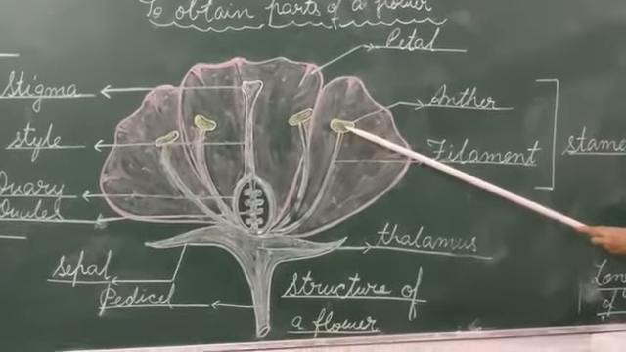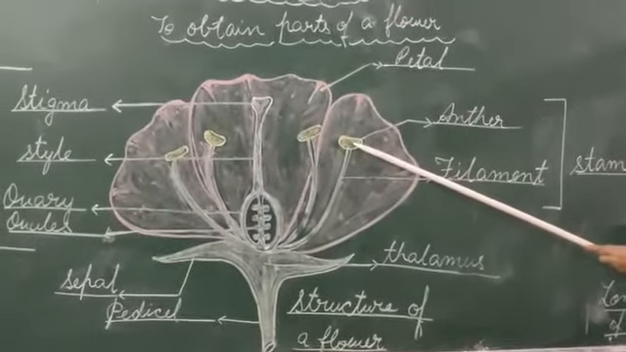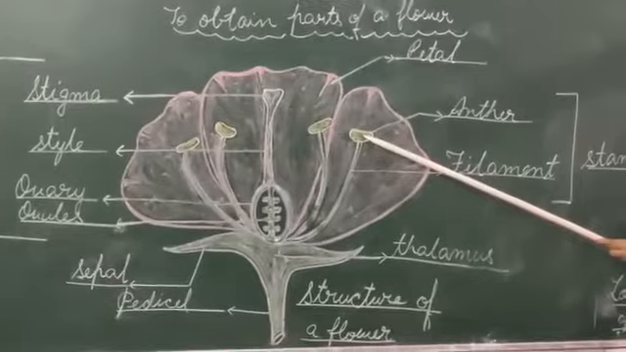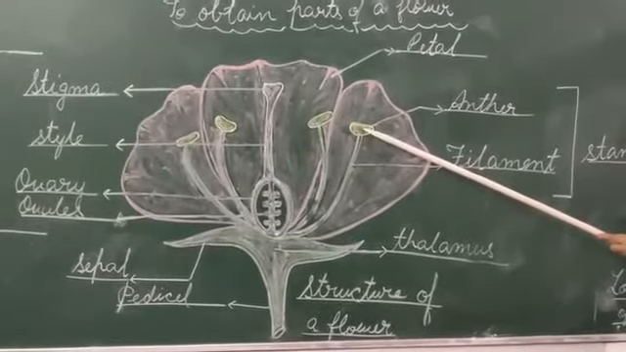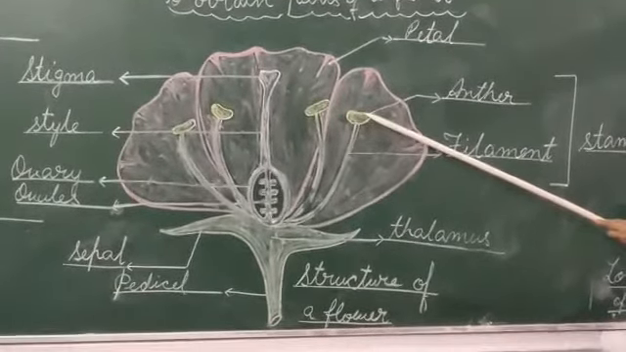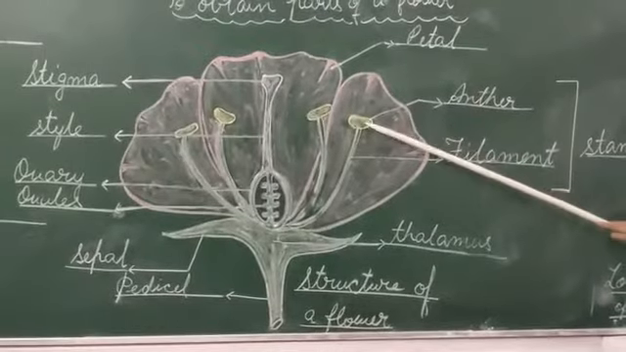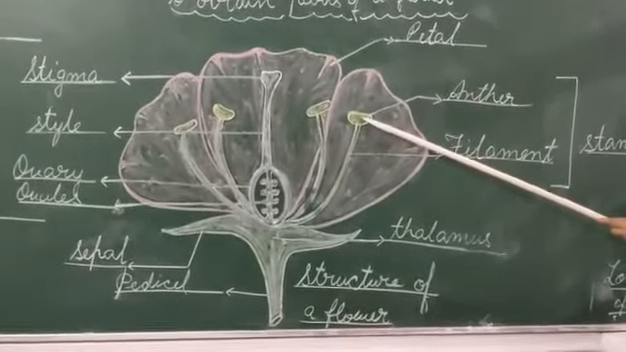It is a bag-like structure that contains pollen grains, which are dust-like particles. These pollen grains take part in reproduction.